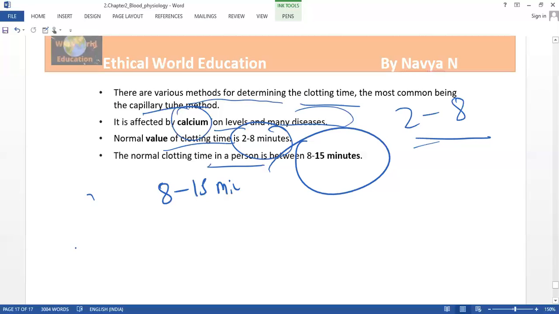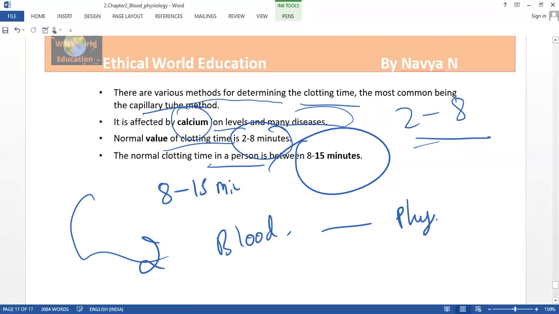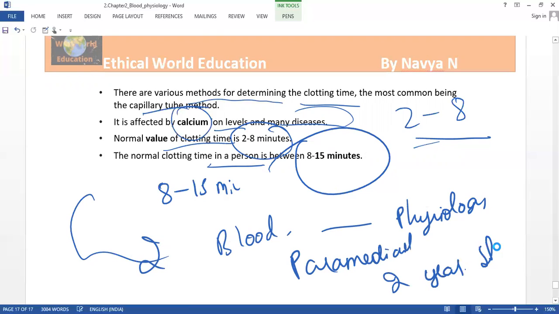So this completes the chapter, chapter 2, blood, under physiology. Physiology comes under paramedical, for the second year students.